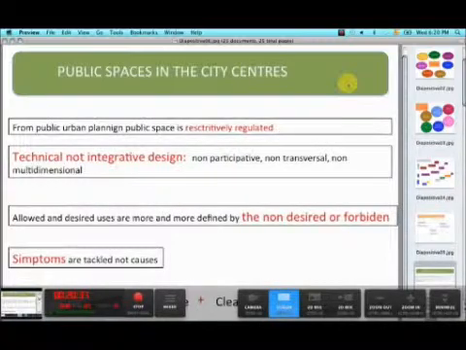Participation, a bit linking with this idea of restrictive regulation. Participation is also very important because a lot of the uses that are given to public space are more the non-desired or the forbidden. So if public spaces are thought more in terms of what you cannot do there, or what is forbidden to be done there, this is what motivates and sort of justifies a lot of the design of public spaces, rather than what can you do or what do you want to do.